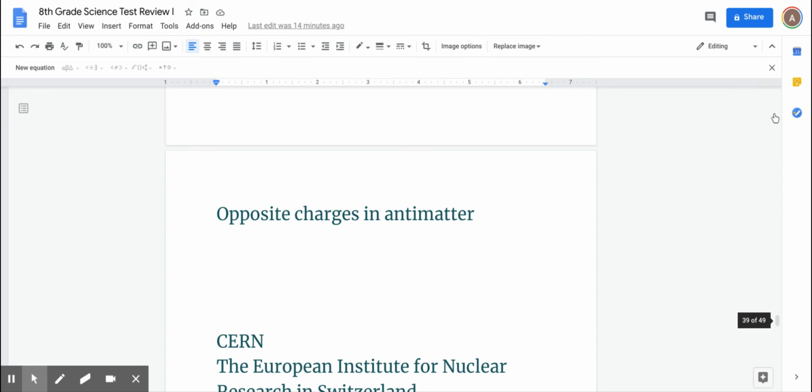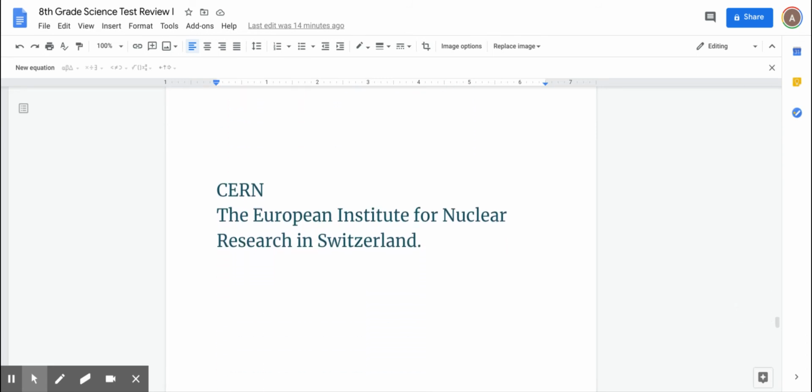Now, we talked about antimatter before. They're trying to create it in CERN. CERN stands for the European Institute for Nuclear Research. I know that doesn't sound like CERN because CERN is a French word. But it's in Switzerland, and they're doing all kinds of research on the atomic level. And they have made antimatter, like I told you before.